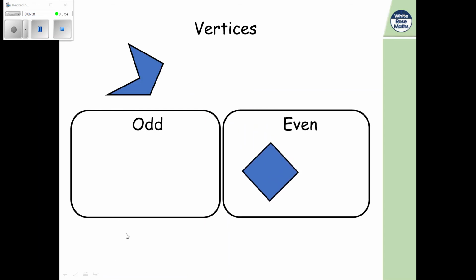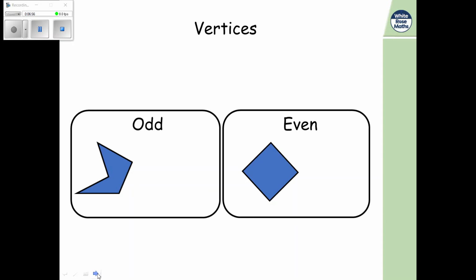Our next shape, count the vertices. Is it odd or even? So hopefully you've done that at home. If you haven't, pause now. 1, 2, 3, 4, 5. We know that is not part of the 2 times table, so it has to go into our odd.